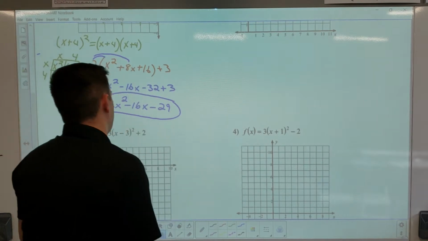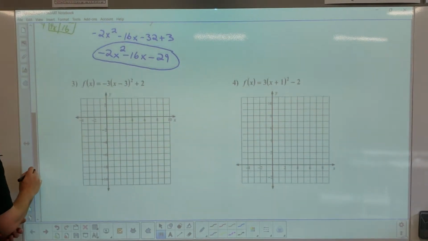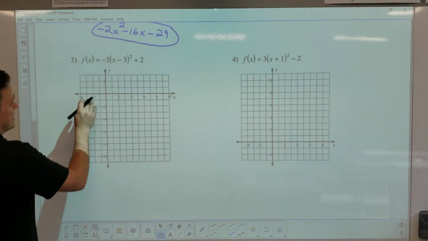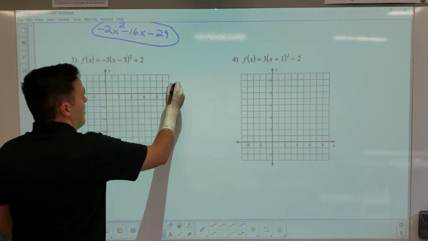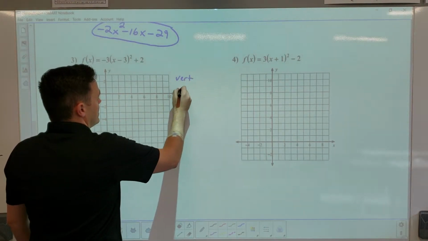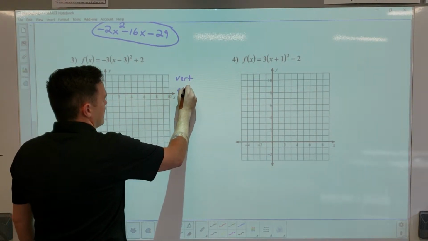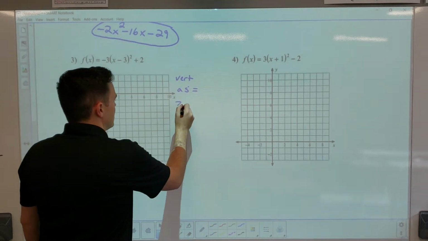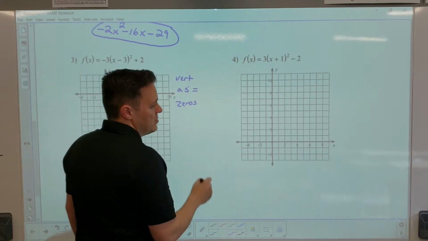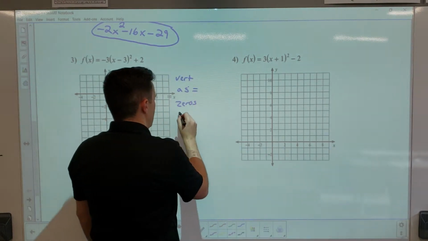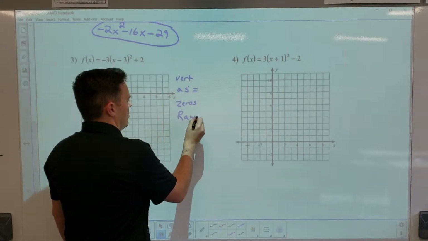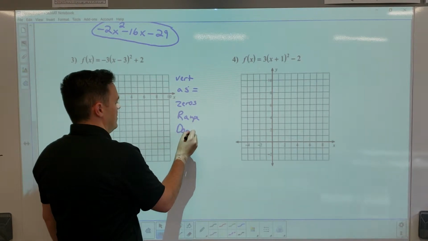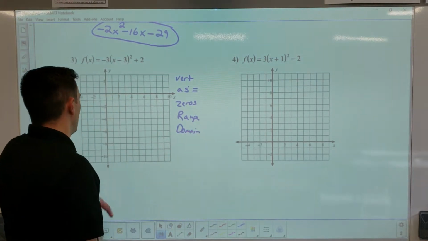I'm going to do number 3 also. I did not do this one in class, so let's focus on that. So we start with my vertex. Okay, so vertex, axis of symmetry, I'm going to just put in an AS. My zeros. Okay, hopefully we have some. My range and my domain. Range and domain. All right, so let's work on these.